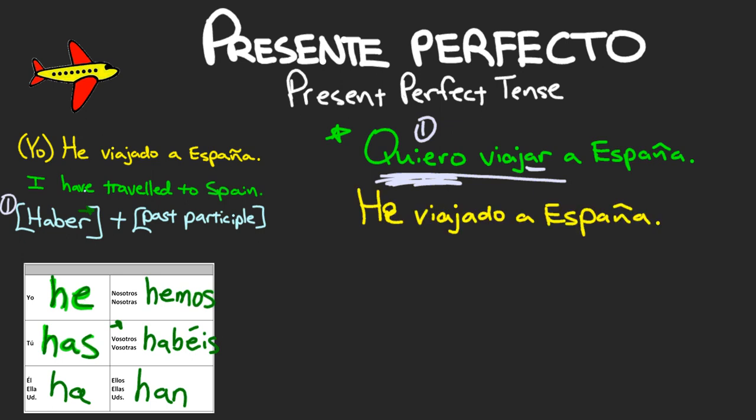So jumping back to our first example, he viajado a España, well, both of those actions is what we're talking about. We're talking about whether I have traveled to Spain or not. So the having done something and the traveling is the verb that we're talking about. So we actually do conjugate both of those verbs technically.